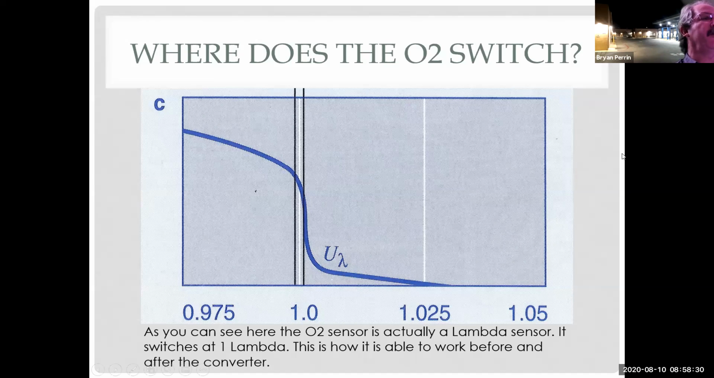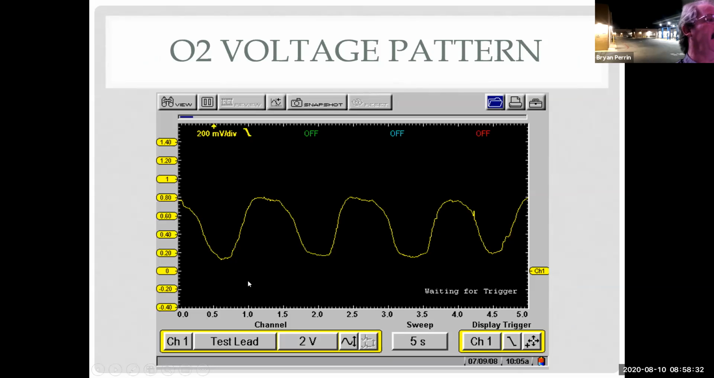So if I look at my oxygen sensor here on this slide, we can see it's cycling from under 175 millivolts up to, we want to go over 800 millivolts. So we're hitting right around 800 millivolts here. I'm looking at 5 seconds of time. Here's my 0 volts. Here's my 1 volt. And we can see this cycling as the car goes rich, lean, rich, lean.